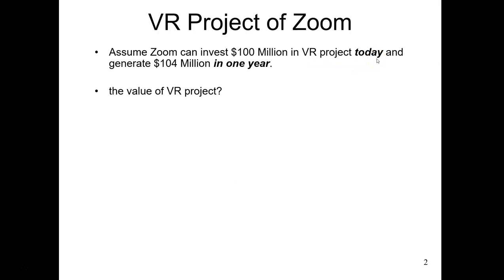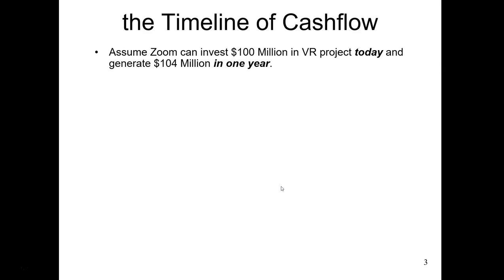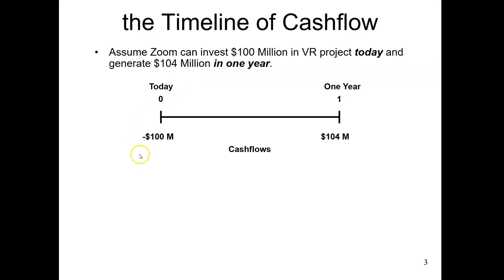You can see that we have payment today and we have revenue 1 year after. So we need to draw the timeline of cash flow to make everything clear. From this timeline graph, we can see that cash flow today is minus $100 million because you have to make a payment of $100 million. Cash flow 1 year after is positive $104 million because you can have positive revenue of $104 million 1 year after.